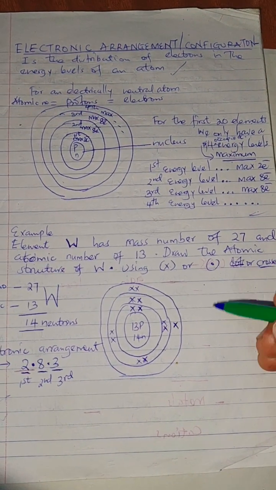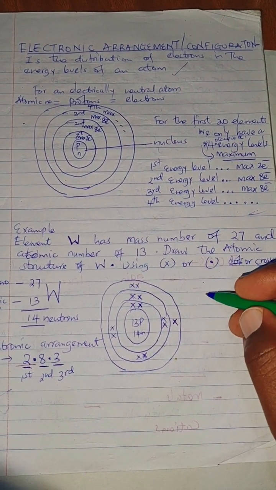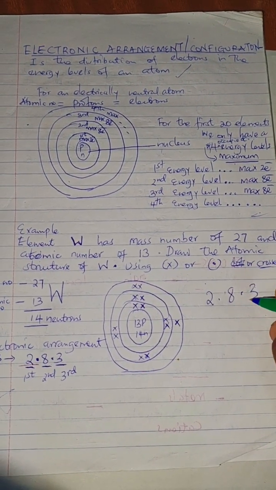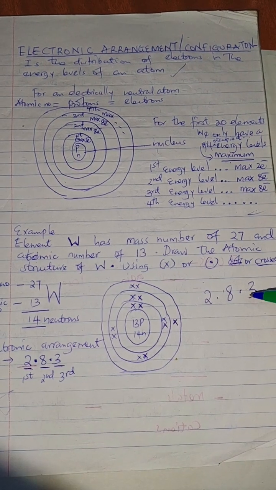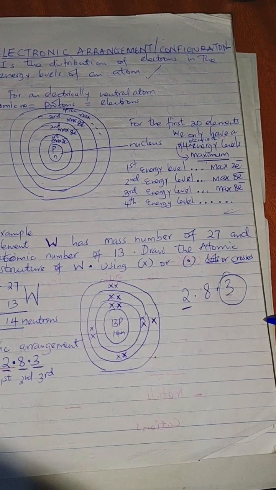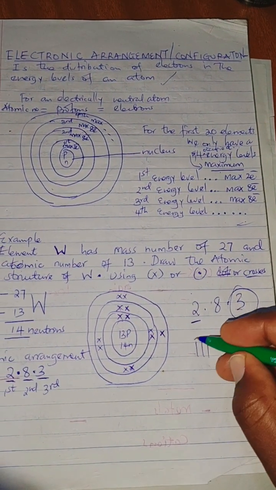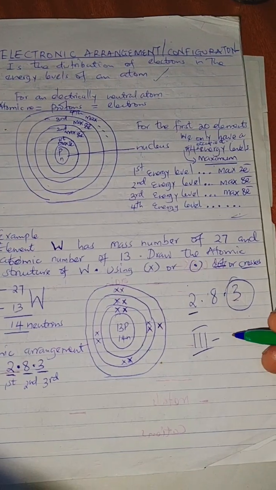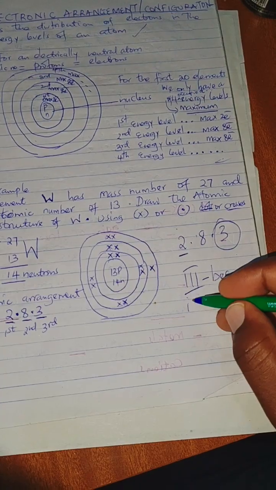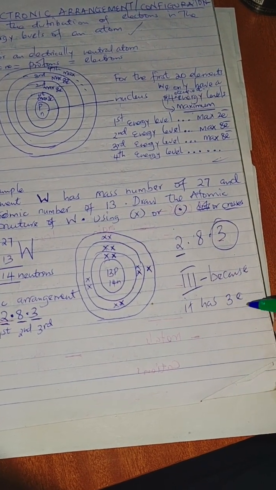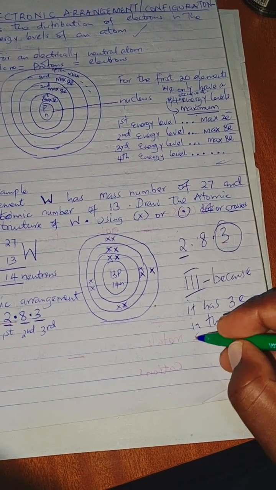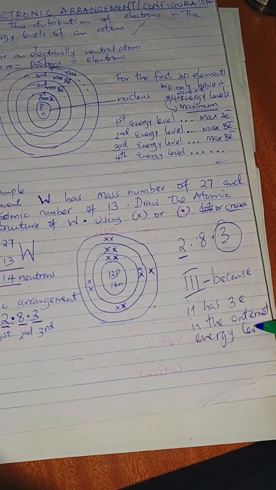And by the way, using this, the period and group of an element can be determined from the electronic configuration 2:8:3. So looking at the group, you look at the number of electrons in the outermost energy level. For example, element W is in group 3. You use Roman numerals. It is in group 3 because it has 3 electrons in the outermost energy level. So it's in group 3.